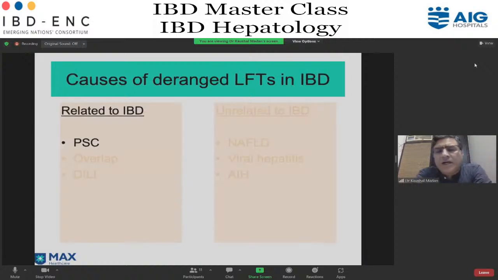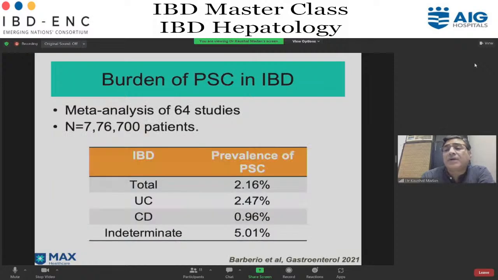So coming to the other common causes, we all know, we've discussed this issue of primary sclerosing cholangitis. Dr. Arora did talk about that in his talk also. So he did talk about this particular study, a meta-analysis of 64 studies of more than 7 lakh patients. And it was found that the prevalence of PSC overall was about 2.1%. In ulcerative colitis, it was higher, and in Crohn's disease, it was less than 1%. And those who had indeterminate colitis, the prevalence was about 5%.